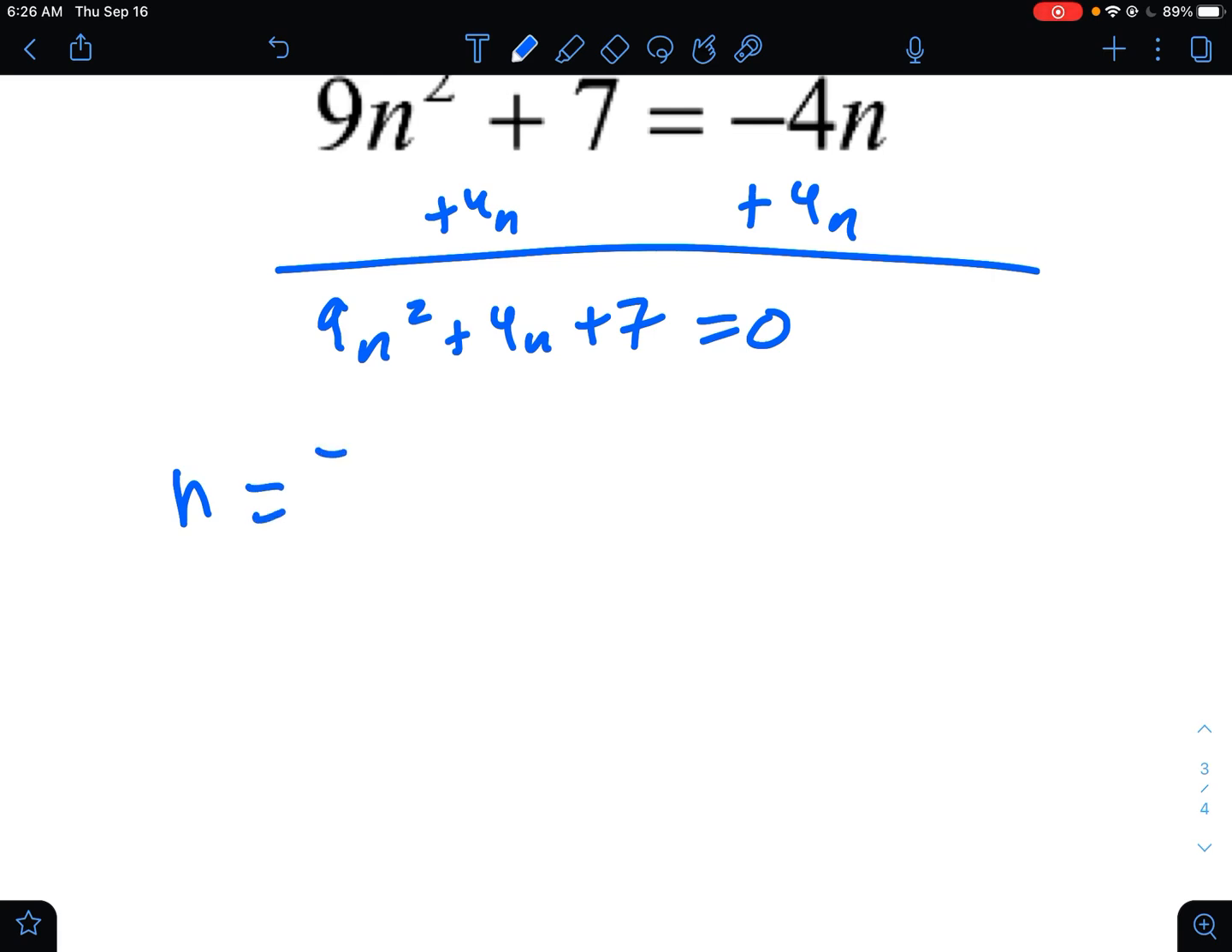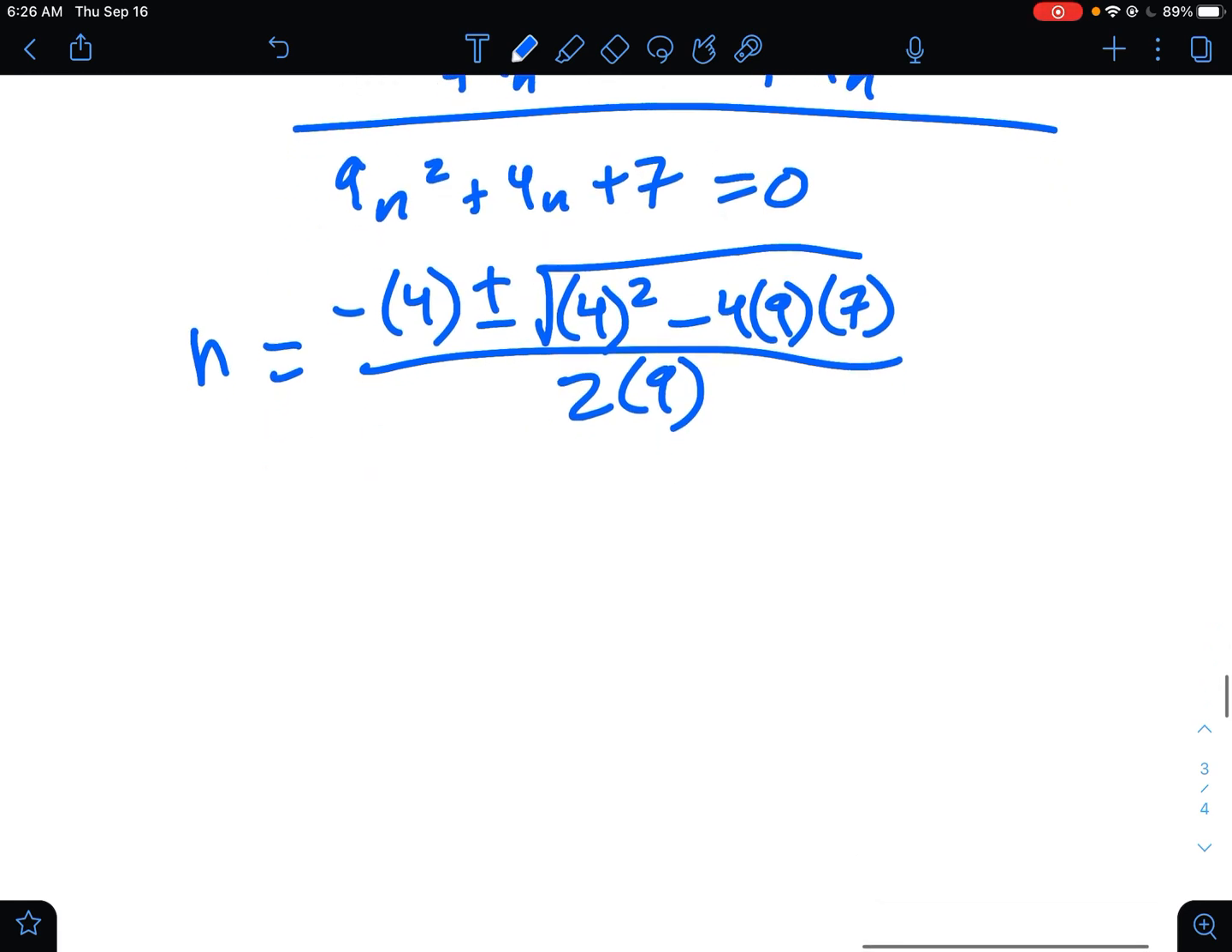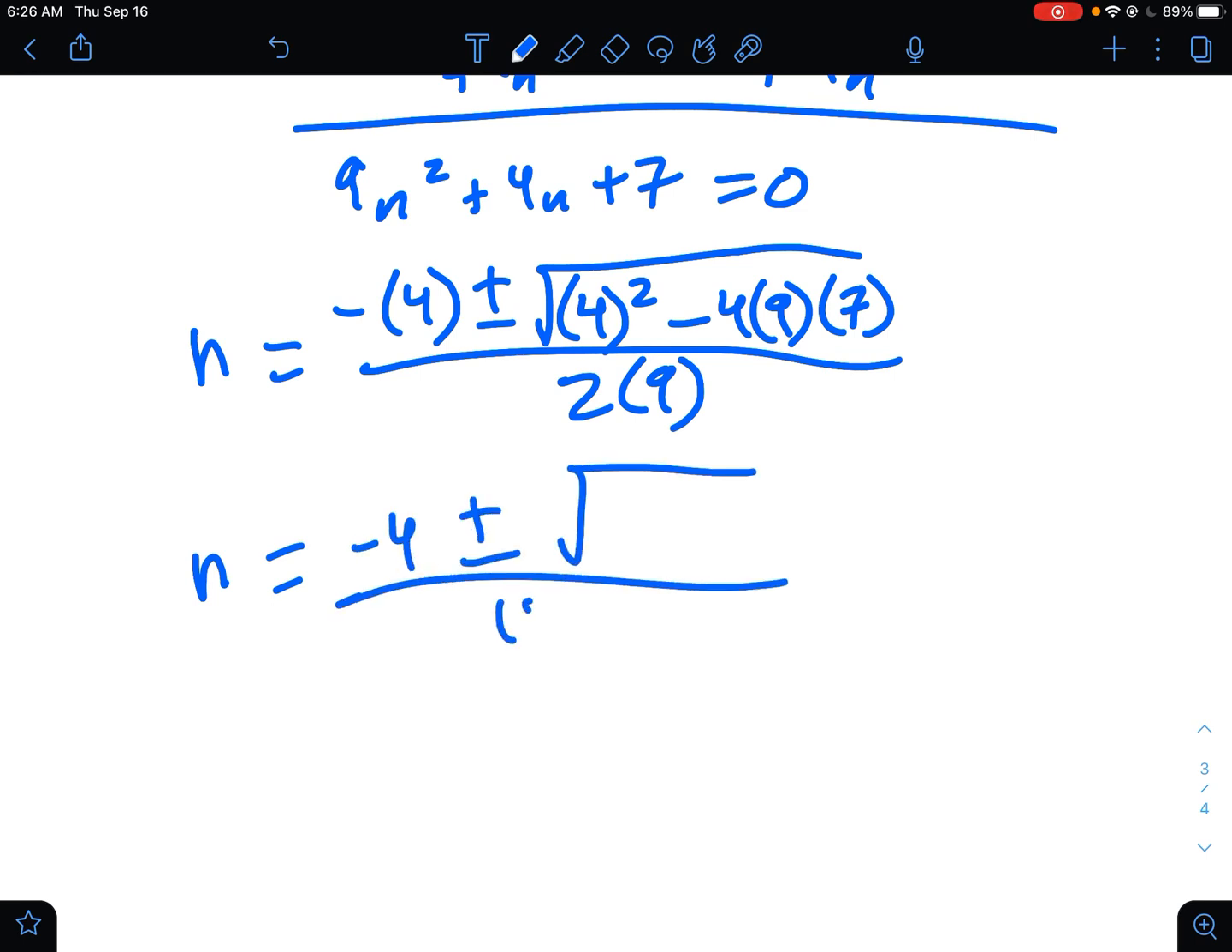So you got negative b, in this case is 4, plus or minus the square root of b squared, 4 squared, minus 4 times a, which is 9, and c, which is 7, all over 2a, and a is 9. So my next step is to simplify all that down. We got negative 4 plus or minus the square root of something over 18.